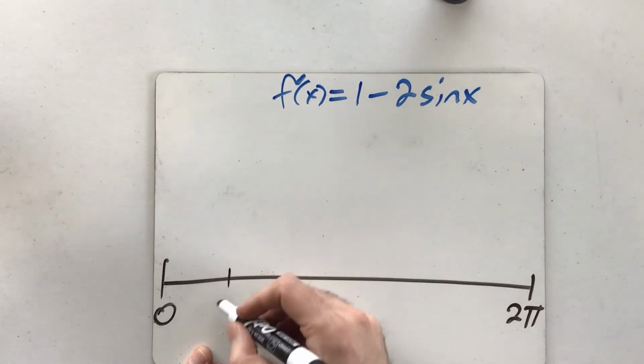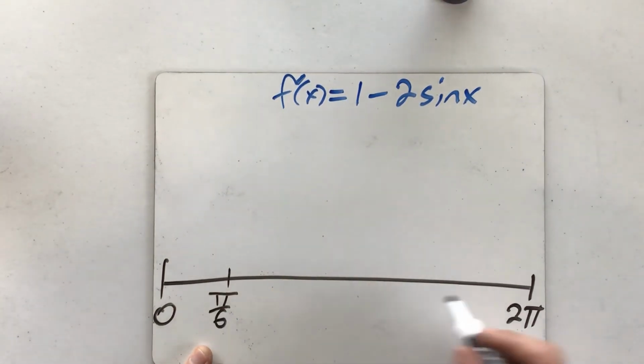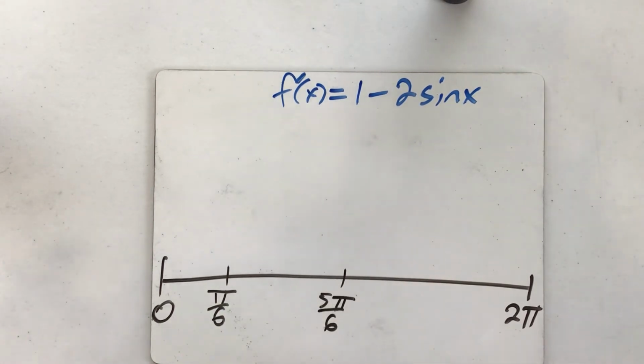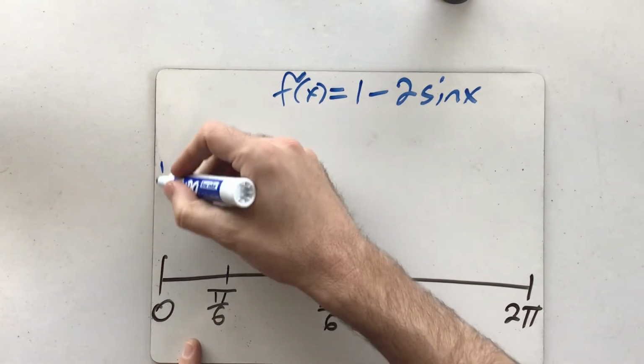So we'll put pi over 6 on here. I'll put it about right here. And then 5 pi over 6, which is almost the halfway point. Okay, so now what we need to do is we just need to check. If you'll look, you'll see that we have 3 sections.